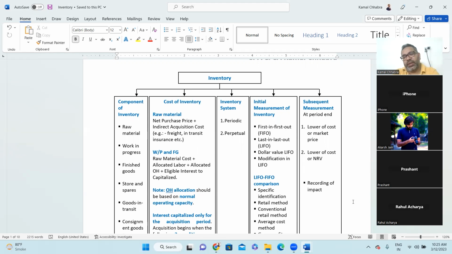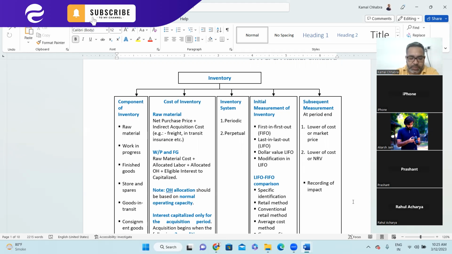The second category is work in progress. Just imagine any production unit you might have seen in your life experience. Whatever is on the floor where production is happening, the items lying on the production floor, in the production process, or maybe in different machineries, all those items are generally considered work in progress, moving from the raw material position to the finished good position. Whatever is in between raw material and finished good is considered work in progress.